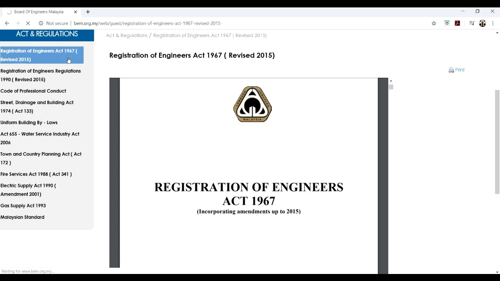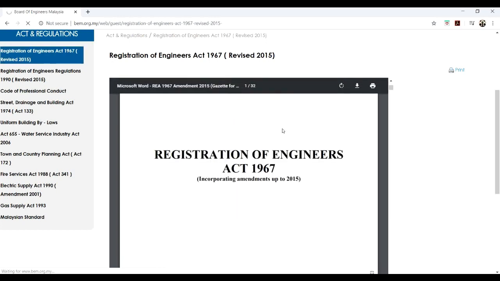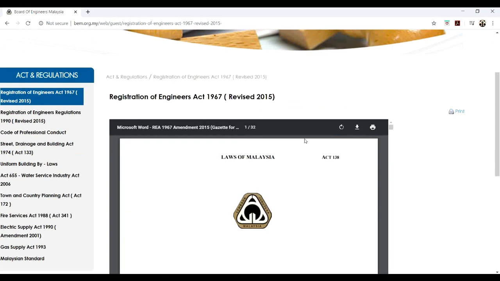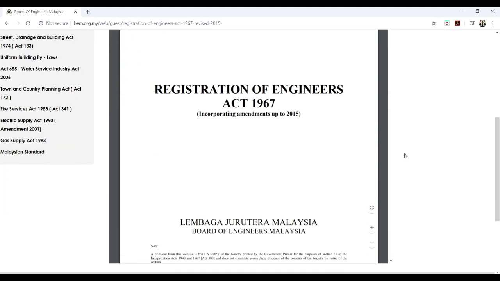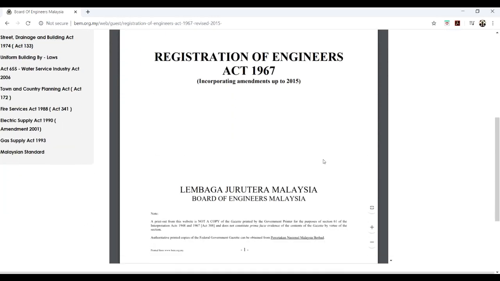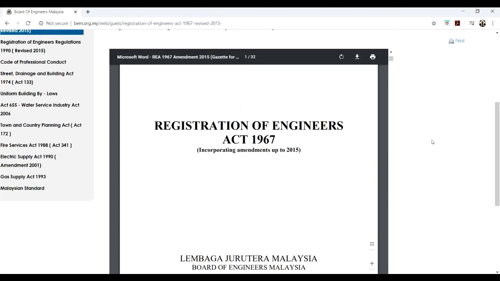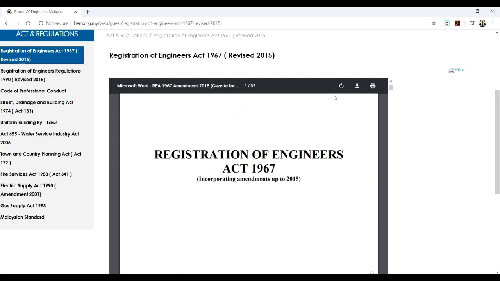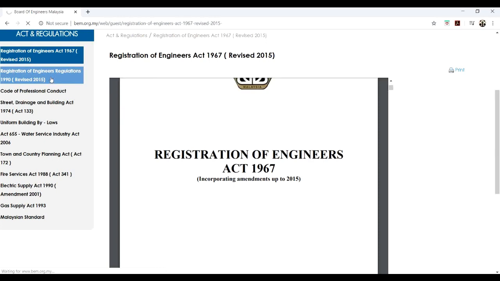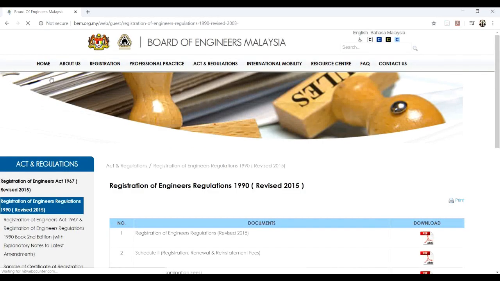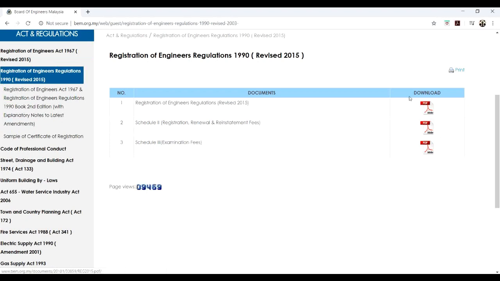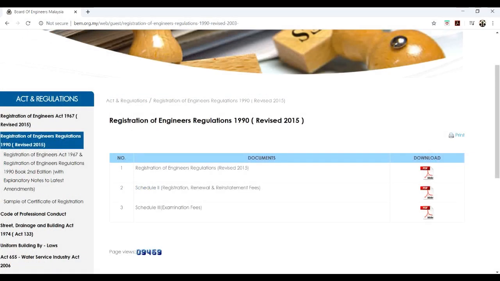Firstly, the Registration of Engineers Act 1967. Here, the document is available to be read and downloaded freely by the public. The same goes for the Registration of Engineers Regulations 1990. All the documents are available to be downloaded freely.